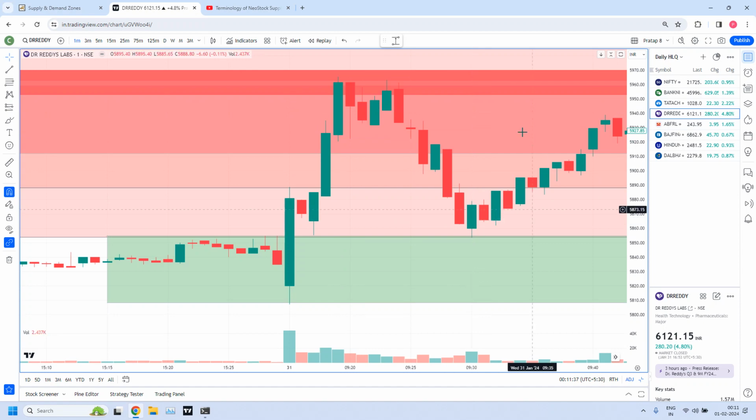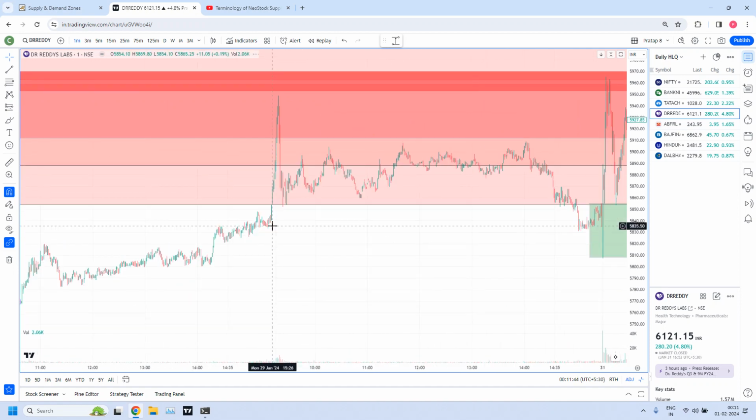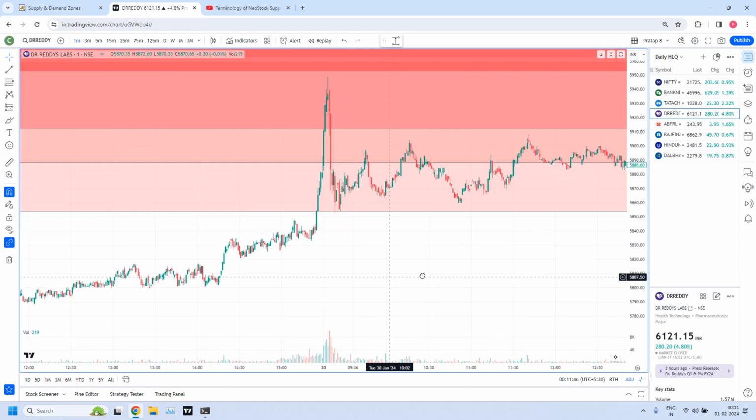But one point you have to observe. The trade is not like yesterday. Yesterday, you see what happened? This is the area.